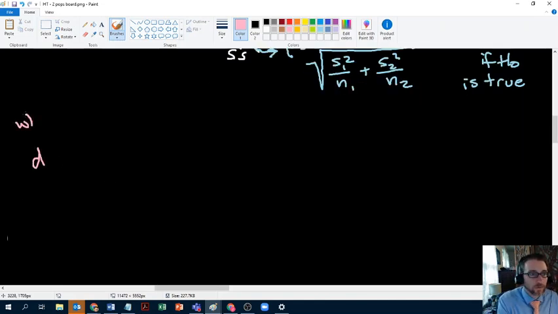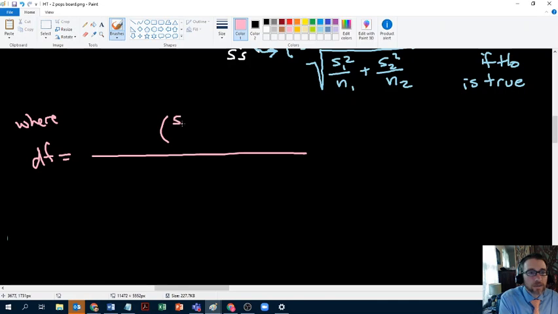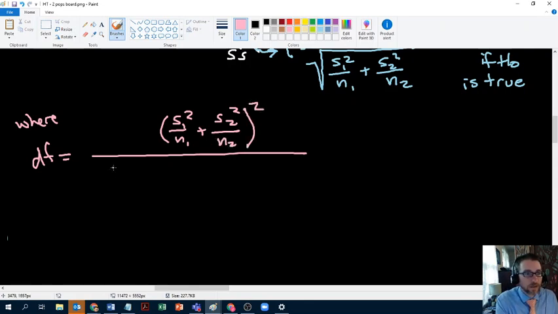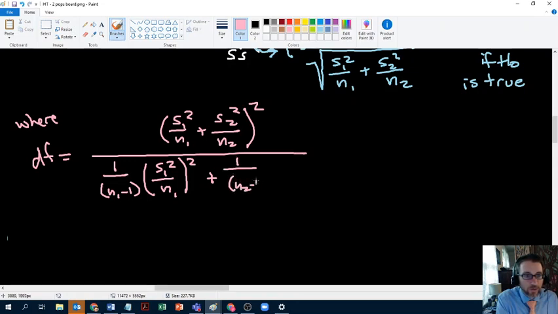Degrees of freedom equals s1 squared over n1 plus s2 squared over n2, the variance there squared. And then on the bottom, we're going to have two sides. On the left side, we have 1 over n1 minus 1 times the quantity s1 squared over n1, that quantity squared, plus, and then on the right side, we've got 1 over n2 minus 1 times the quantity s2 squared over n2, that quantity squared. And it ain't pretty, I'm not going to lie. It's not terrible, but it's not great.